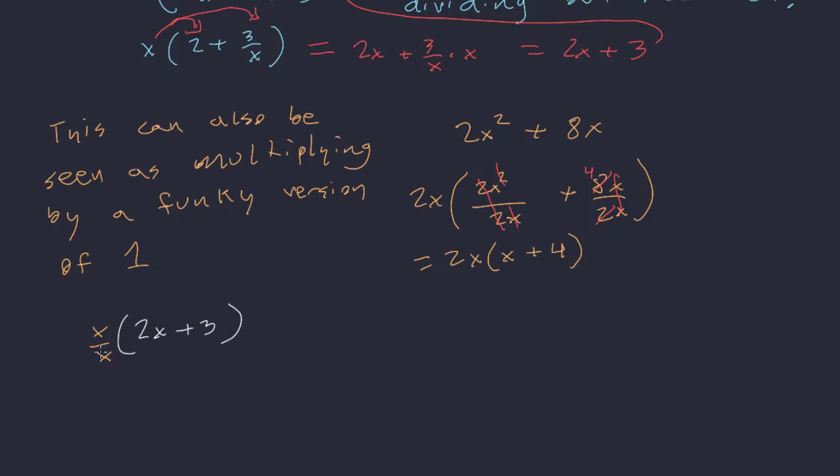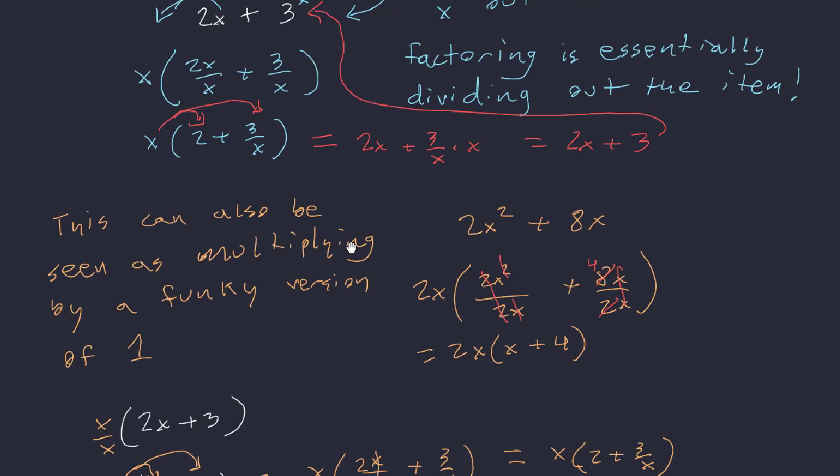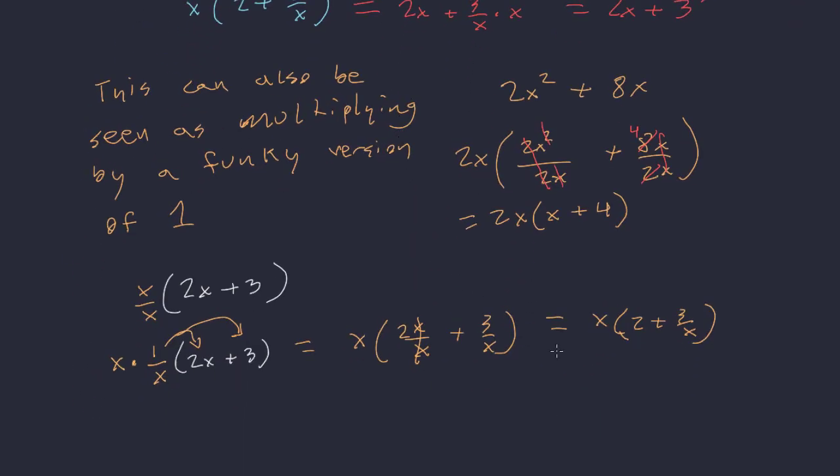All right, but now if I rewrite this as, let's say, x times 1 over x, times 2x plus 3, and then I distribute this 1 over x through, we're going to end up with x times 2x over x plus 3 over x. Here the x's cancel, and we get x times 2 plus 3 over x. So this is all to say that you can factor things out like this, provided you just divide by it. All right. Well, how's that useful? Well, I'll show you.